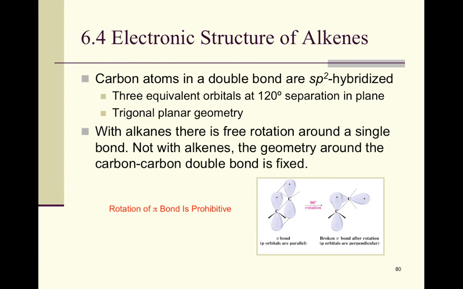Electronic structure of alkenes. Carbon atoms in a double bond are sp2 hybridized. We have 3 equivalent orbitals, 120 degrees separation in the plane. The geometry is trigonal planar. With alkanes, there is free rotation around a single bond. That is not true with alkenes. The geometry is fixed with the carbon-carbon double bond. Rotation of the pi bond is prohibited. We cannot have this happen. It would actually break the double bond. So we do not have free rotation around an alkene carbon-carbon double bond.